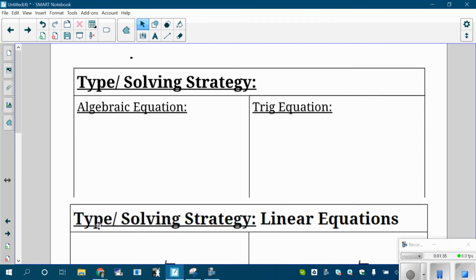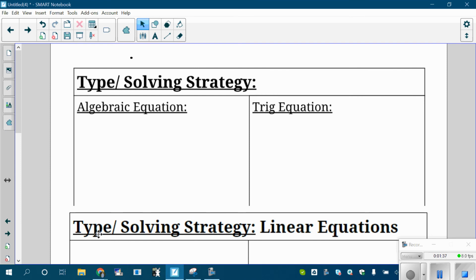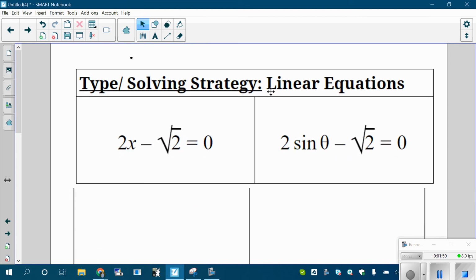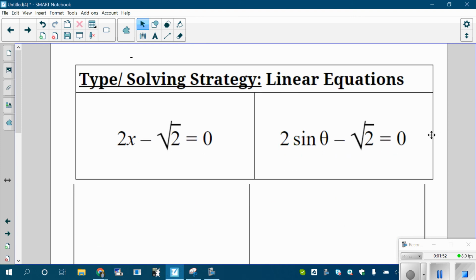If you go to the next page in your note packet, you'll see a little label that says type/solving strategy. That's the algebra strategy, the algebra type of equation. Then we're going to solve an algebraic equation and a trig equation that's similar. I'm going to do some of these with you and let you guys try some, and we'll bounce back and forth. So always look at the algebra first.